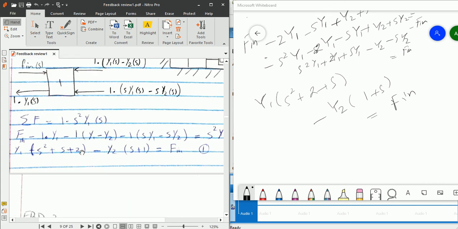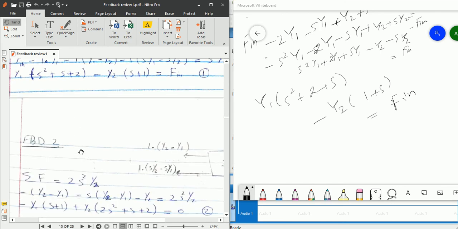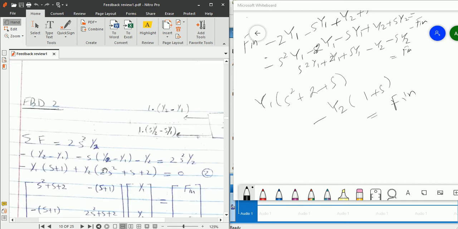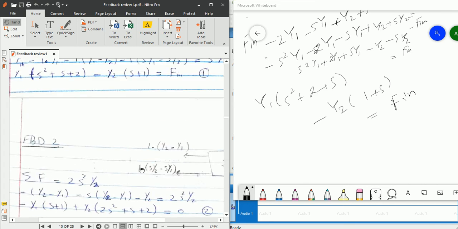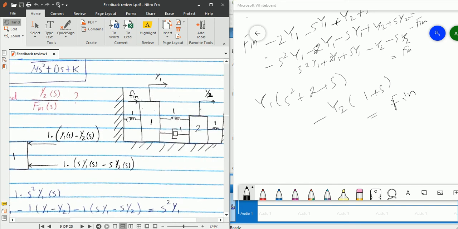Now, in the very first lecture I started with this thing, because I knew that these things would be used. So you have these two equations, y1 y2, you have two variables, so you need two equations. So you have 1 and 2, so make a coefficient matrix that will be s square plus s plus 2, minus s plus 1, minus s plus 1, 2s square plus s plus 2, is equal to y1 y2, and then you have f_in and 0. So this is the model of your system.